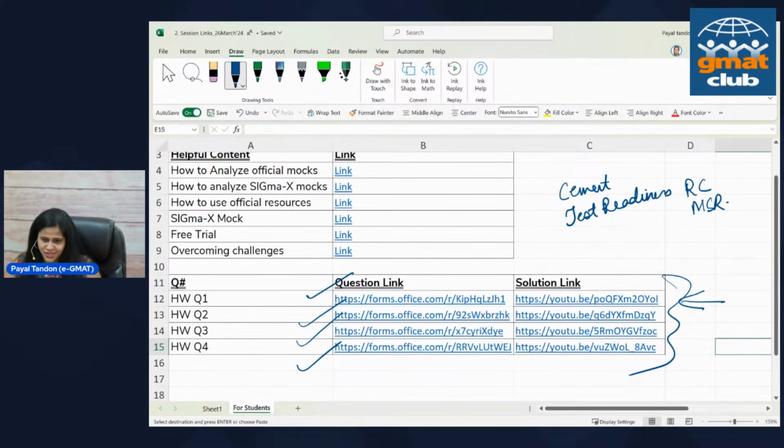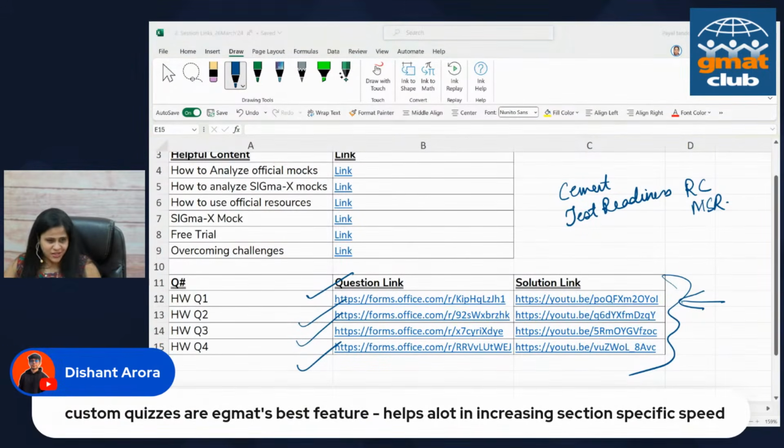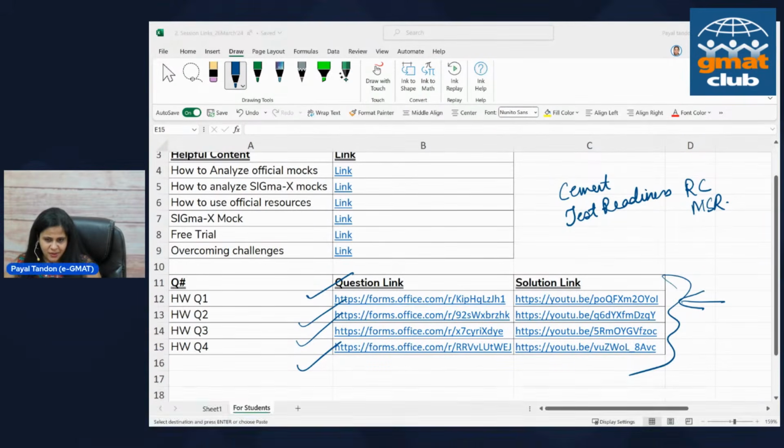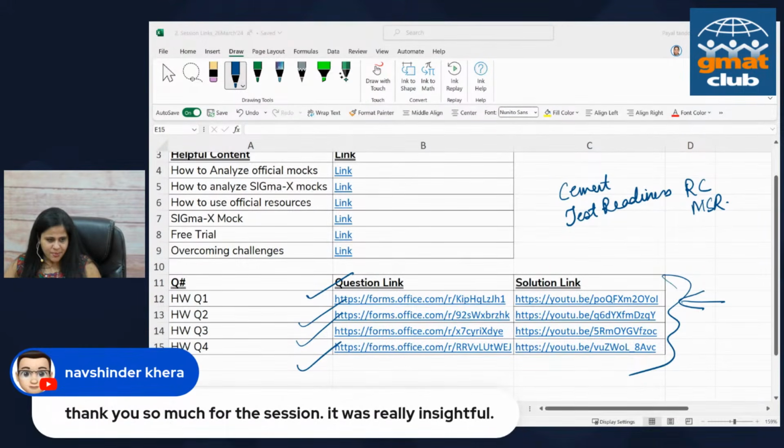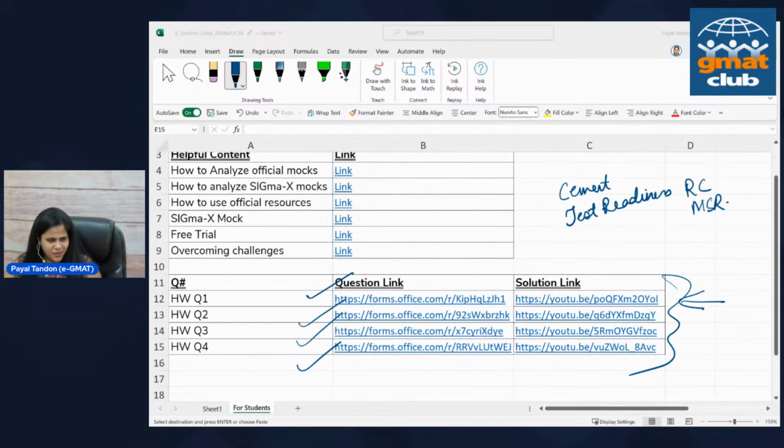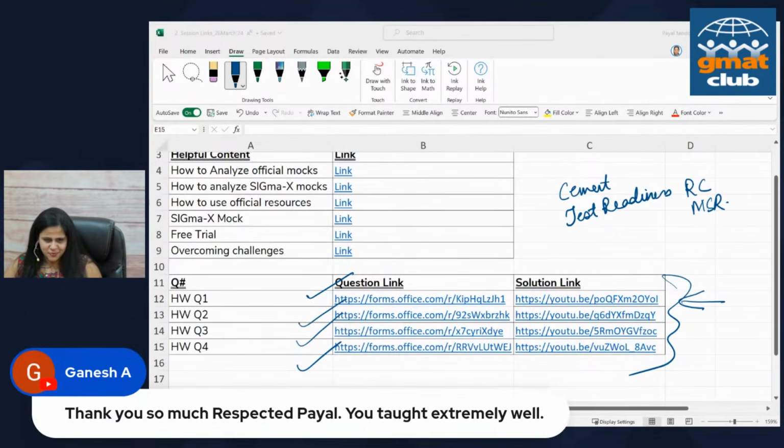Dishant, custom quizzes are e-GMAT's best features, they help a lot in increasing section specific speed. Absolutely, Dishant. Thank you so much for that. Really appreciate it. Yes. Thank you, Navshinder. Really appreciate it. I think I saw you in the Sunday webinar as well, right, Navshinder? Your name seems familiar. Thank you, Ganesh.